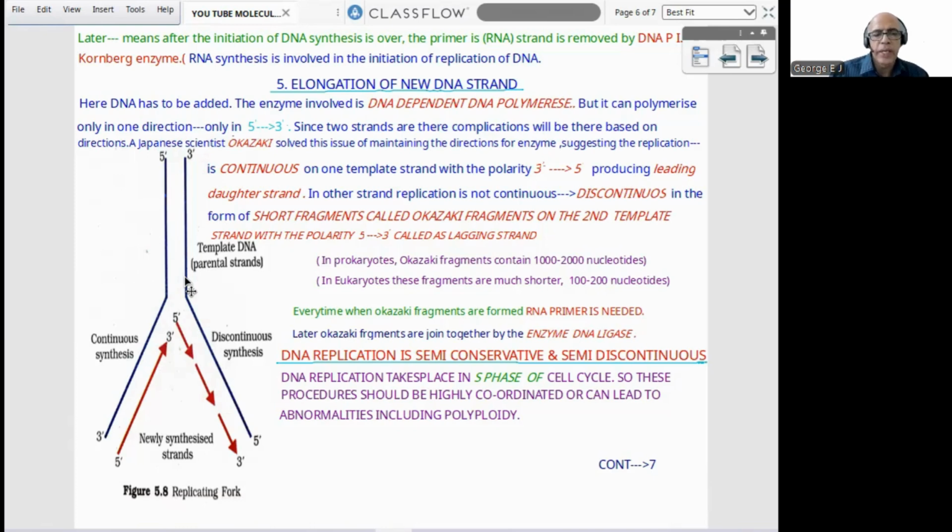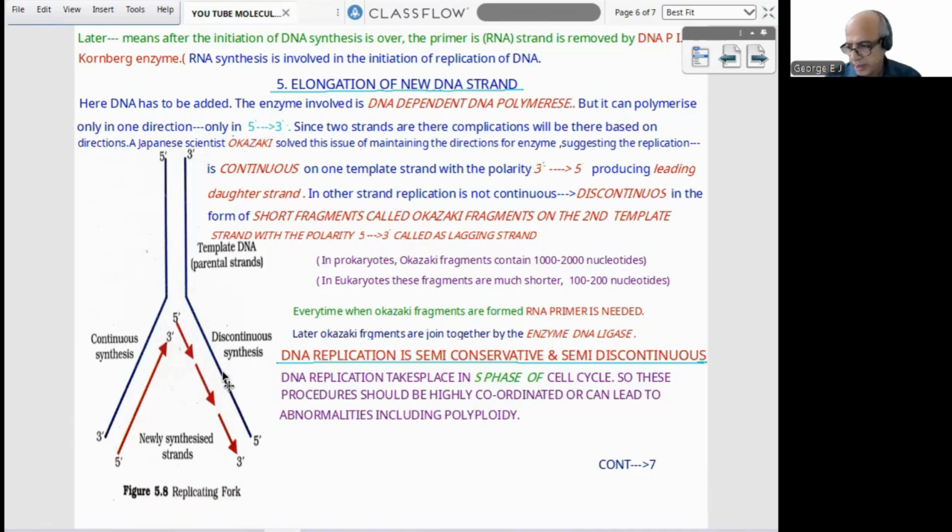It was solved by a Japanese scientist, Okazaki. He solved this issue of maintaining the direction for the enzyme, suggesting the replication is continuous. See, this is continuous on one template strand with the polarity 3' to 5'. So here 5' to 3'. So the new strand will be 5' to 3', anti-parallel, continuously formed. There are no problems. And that is called the leading daughter strand.